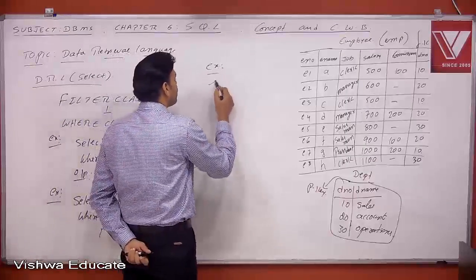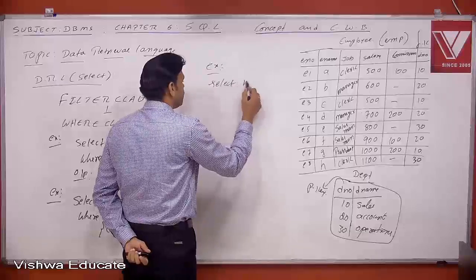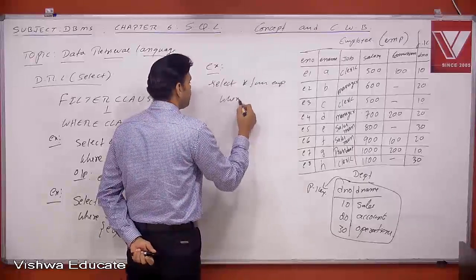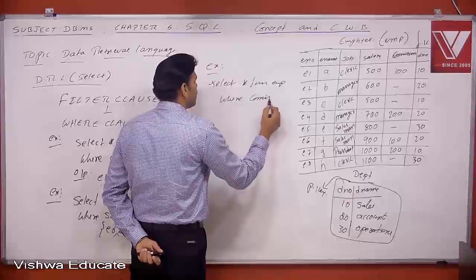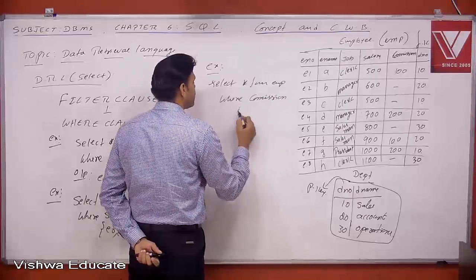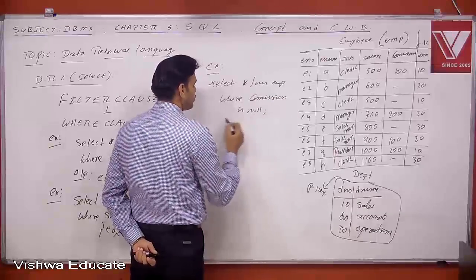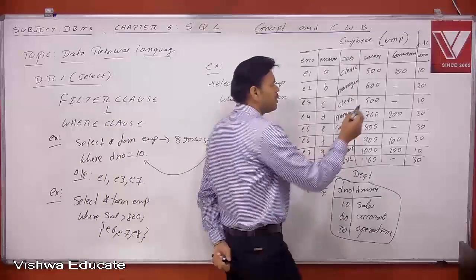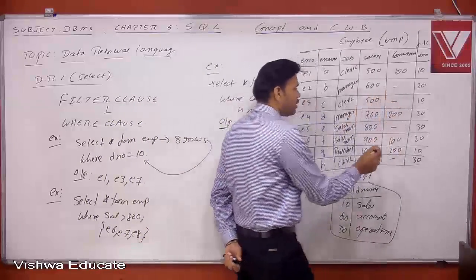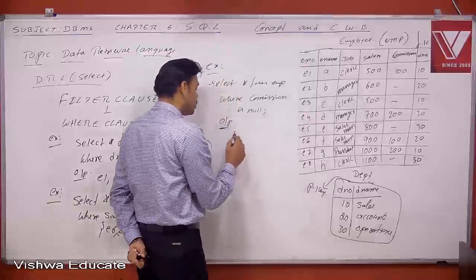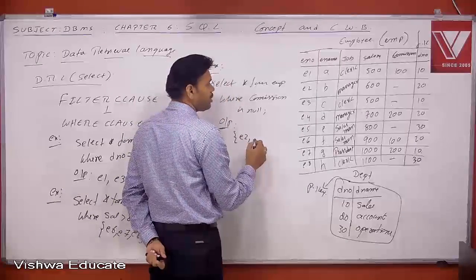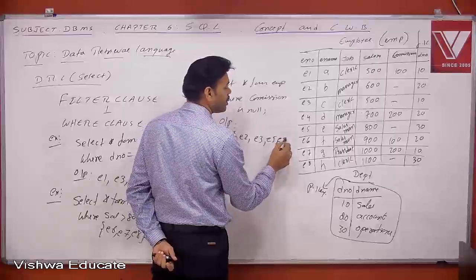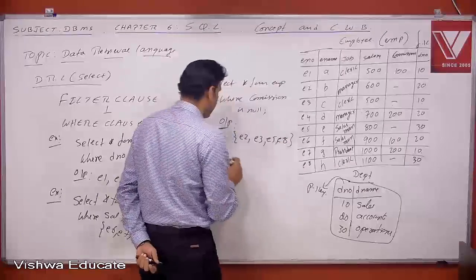So I can also go for a few queries like this. SELECT * FROM EMP WHERE COMMISSION IS NULL. Now you tell me, the commission not earning employees. So 1, 2, 3 and 4 rows will come. Who are they? E2, E3, E5 and E8.